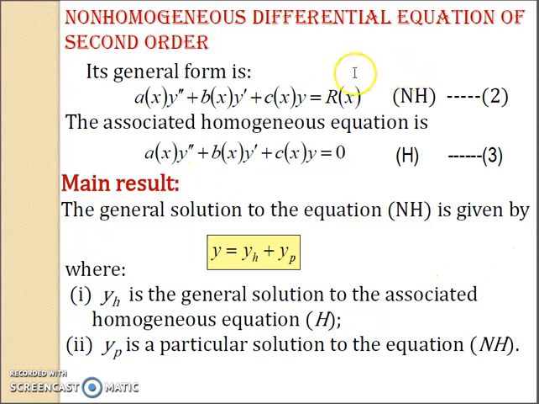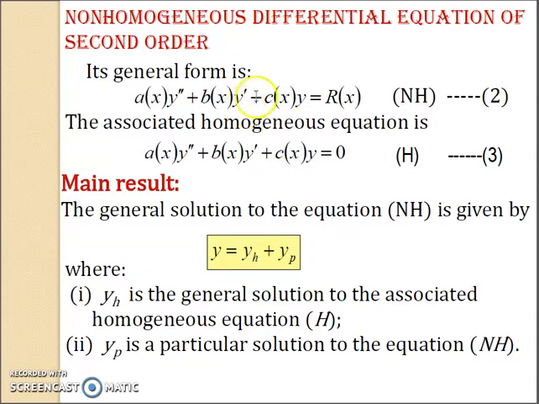A non-homogeneous differential equation of the second order has the general form a(x) y double dash plus b(x) y dash plus c(x) y is equal to r(x). This is a non-homogeneous equation, and the associated homogeneous equation is a(x) y double dash plus b(x) y dash plus c(x) y equal to 0. You are familiar with the homogeneous equations.